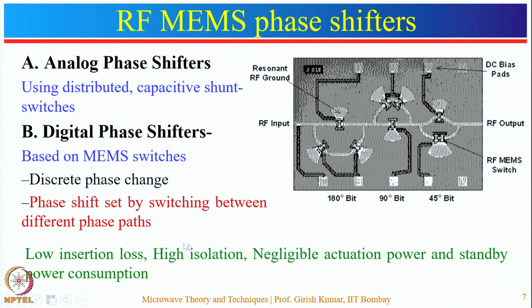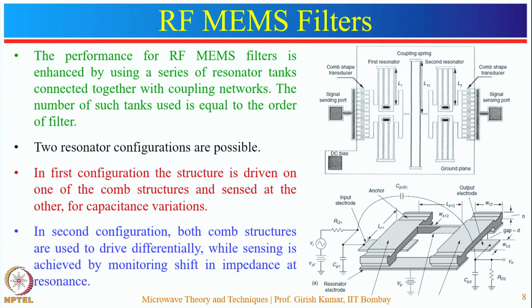Now, these types of phase shifters provide low insertion loss, high isolation, negligible actuation power and low standby power consumption. So, these are the advantages of RF MEMS based phase shifter. The next component which is based on the RF MEMS topology is the filter. Now, if you remember, in case of filter, it is desired to have the flat band pass response, high out of band rejection ratio and high roll off factor.